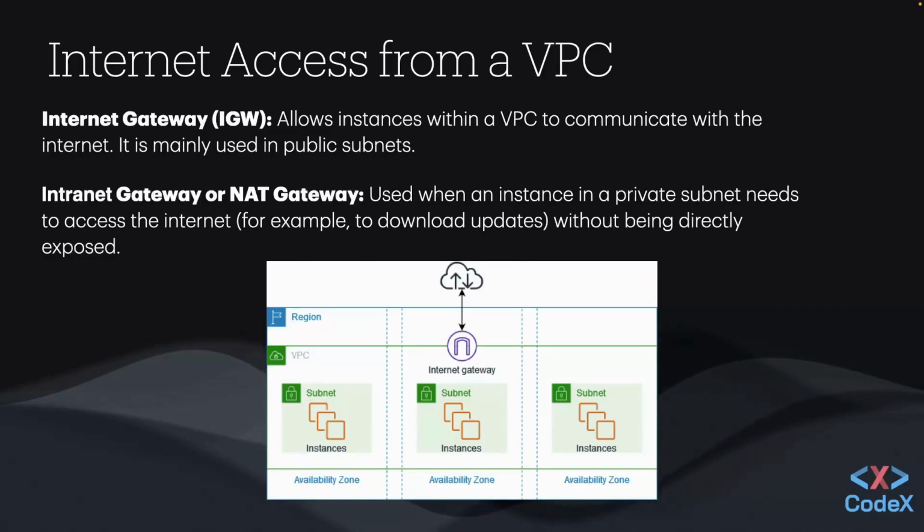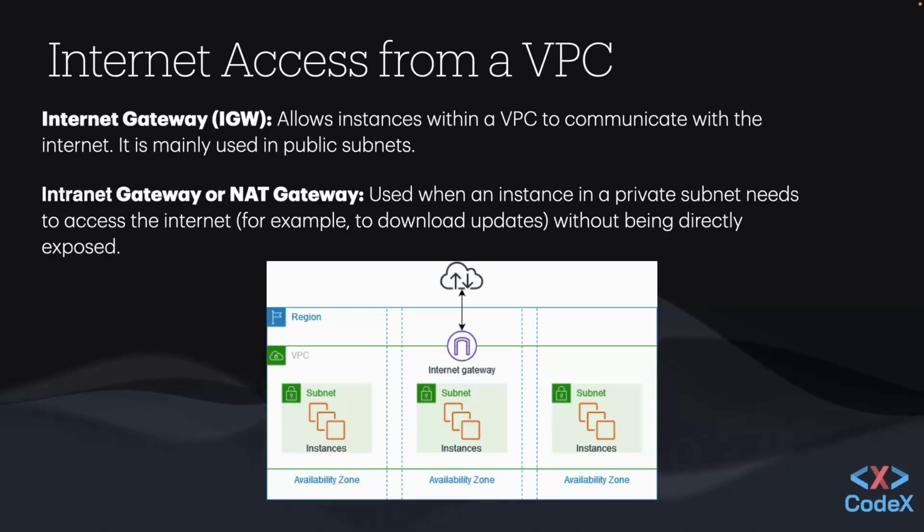Internet access from a VPC. To understand how an instance can access the internet, we must talk about two key components. Internet Gateway, IGW, allows instances within a VPC to communicate with the internet. It is mainly used in public subnets. NAT Gateway or NAT instance, used when an instance in a private subnet needs to access the internet, for example, to download updates, without being directly exposed.